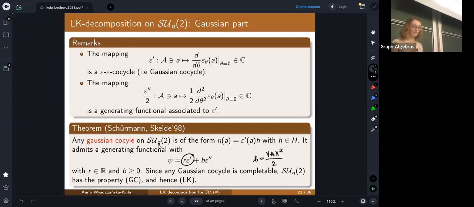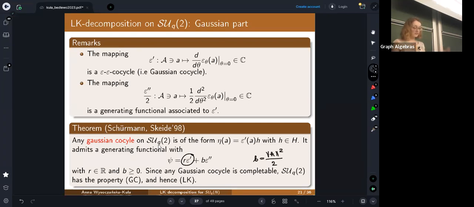Now, should I read this remark or theorem, actually, that in this particular case, the information about the Gaussian cocycle lives in this classical subgroup of SUq2? That's exactly the case. So it lives on a circle, in fact, and the same phenomenon will appear in higher dimensions. So it will live on the maximal torus. Yeah, that's exactly the case. Thank you for pointing that out.